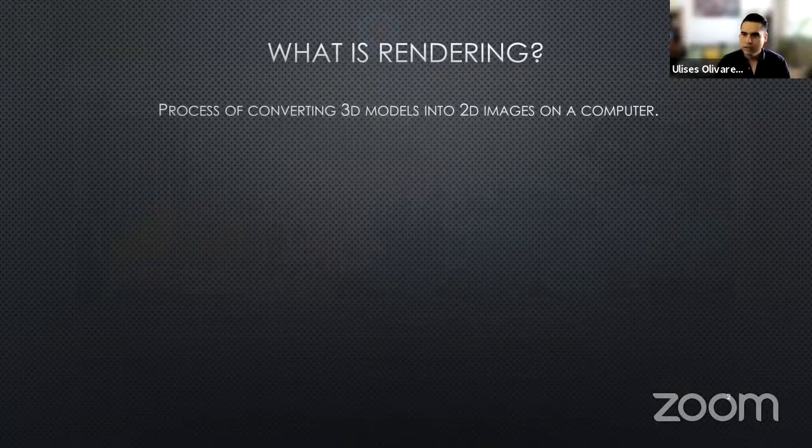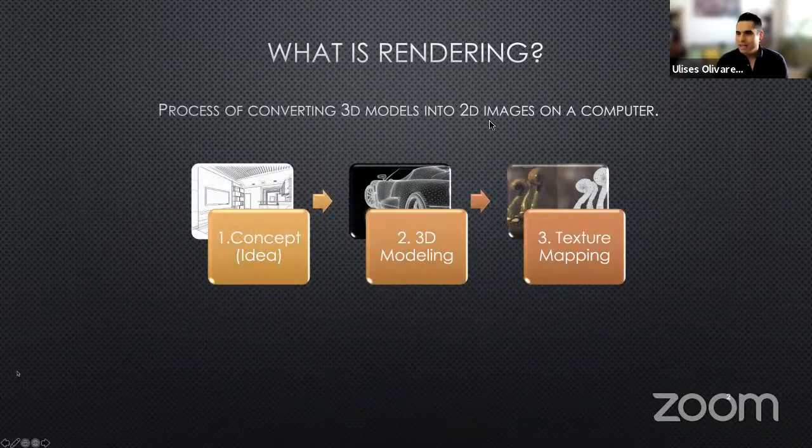So in order to establish a context, I would like to start by defining what rendering is. Rendering is a process of converting three-dimensional models into two-dimensional images. And of course, for doing that, we're using a computer. So everything starts as an idea. The first step is to have that concept or that idea, and then to materialize that concept in the way of a three-dimensional model.